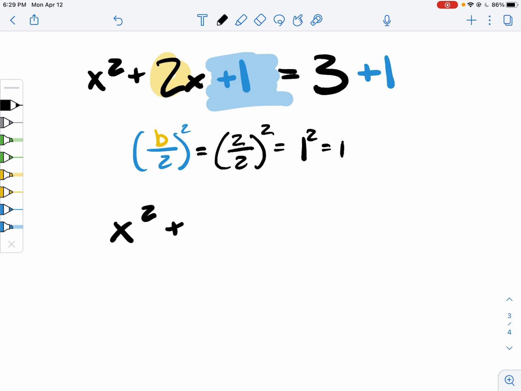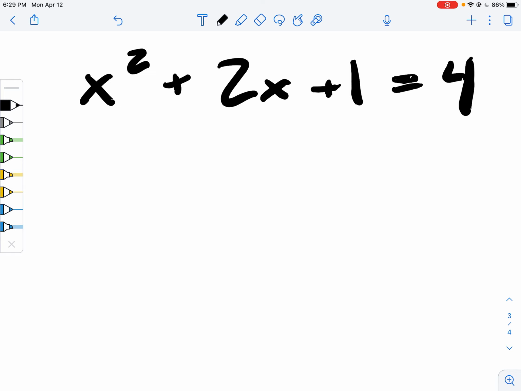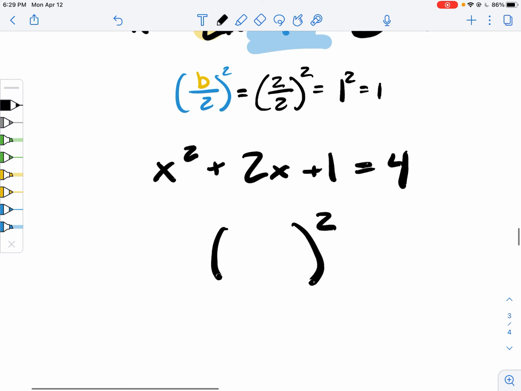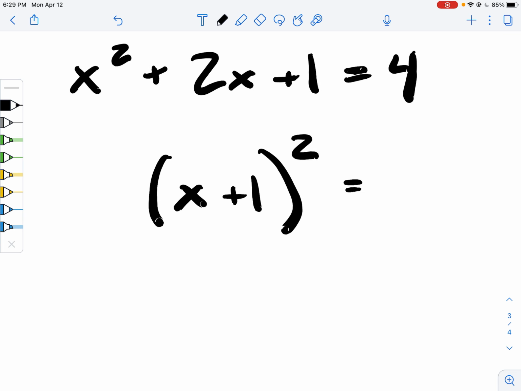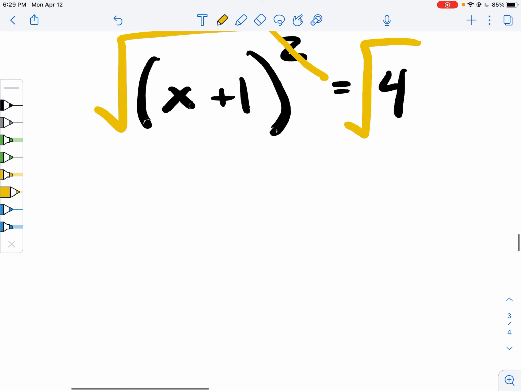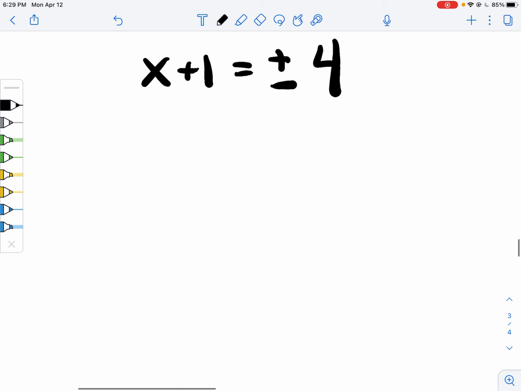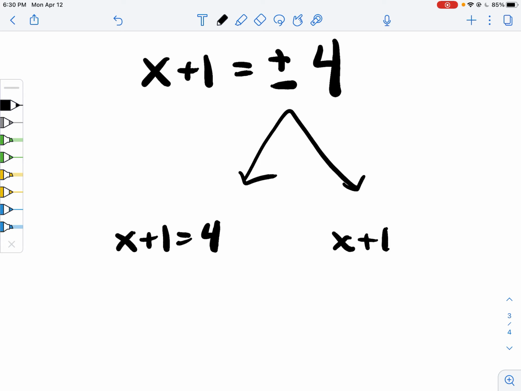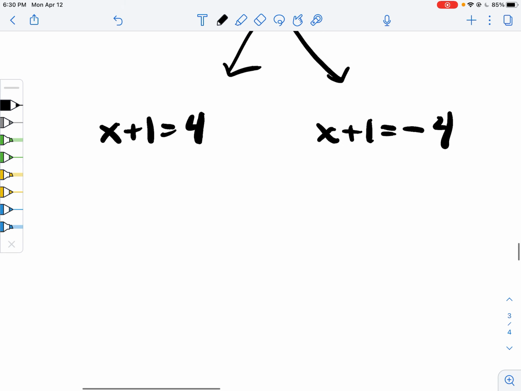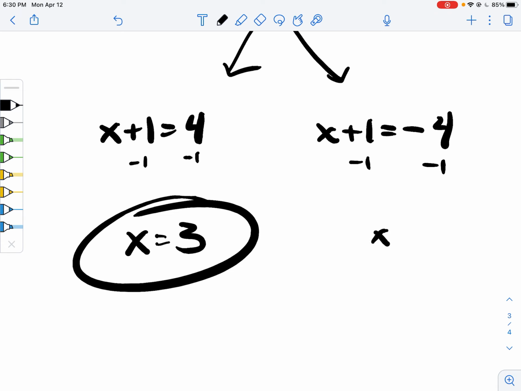Now we get that x squared plus 2x plus 1 equals 4. But the whole reason we completed the square is because this trinomial is equal to something squared. It's equal to x plus 1 squared. Apparently that's 4. So now to get rid of that square, we're going to take the square root of both sides, so that cancels out. So we get x plus 1 equals plus or minus 4. Split them up. x plus 1 equals 4, or x plus 1 equals negative 4. We're going to subtract 1 from both sides. So x equals 3, or x equals negative 5.